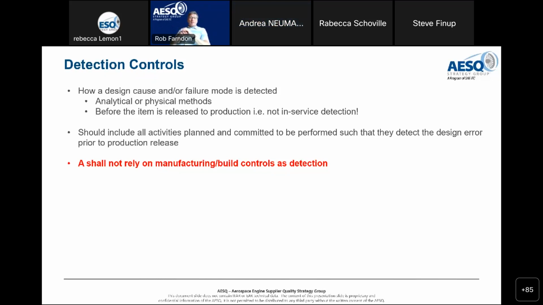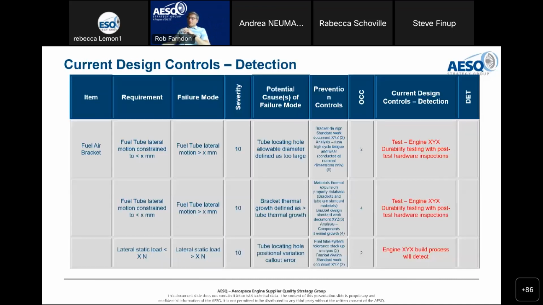We should include all activities planned and committed to be performed such that they detect the design error prior to production release, so before the customer has the potential to get their hands on it. And again, it shall not rely on manufacturing or build controls as detection controls, right? The design needs to be inherently good. So we need to keep that lens on the entire thing. Could I have the next slide, please?